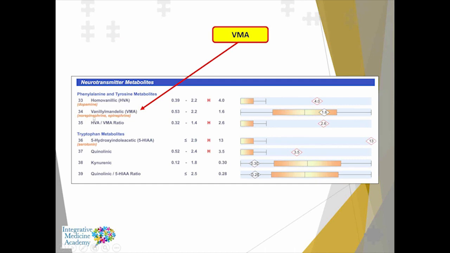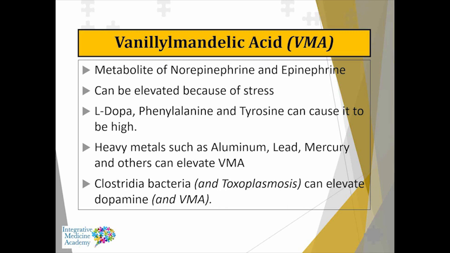What about the VMA, vanillylmandelic acid? Let's look at that. It's a metabolite of norepinephrine and epinephrine. It can also be elevated because of stress. And if you follow the biochemistry around, it could be elevated because of some of the same things that elevate dopamine: L-dopa, phenylalanine, tyrosine use, heavy metals. It could also be elevated with a spillover effect of, again, too much dopamine.